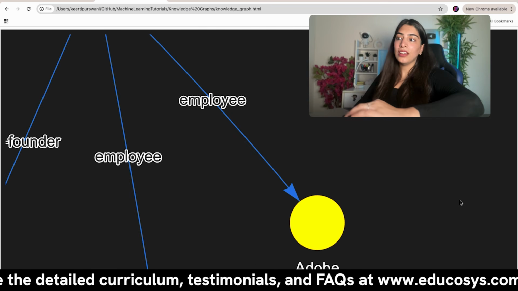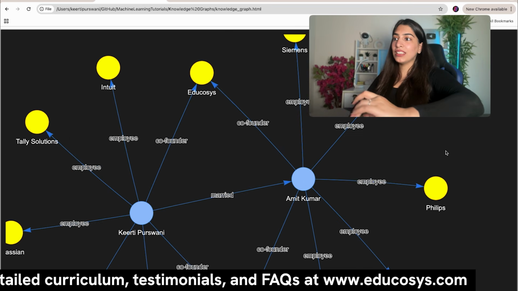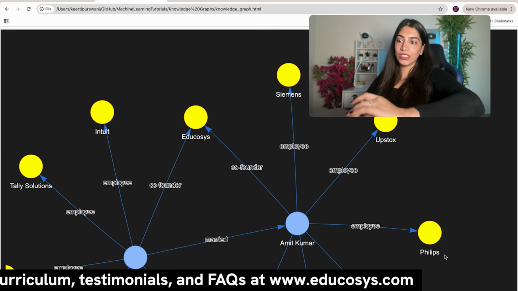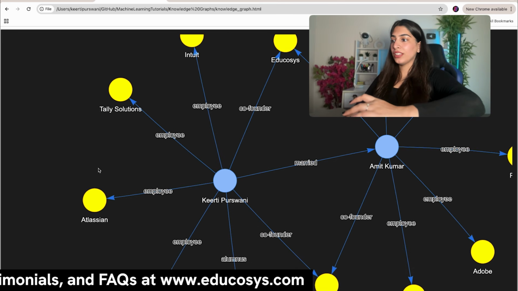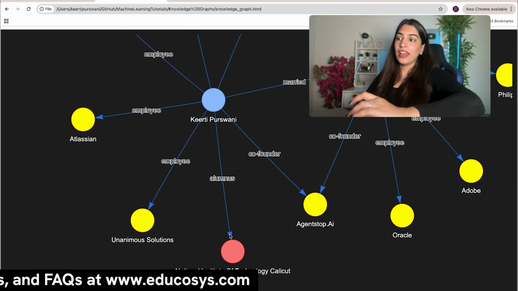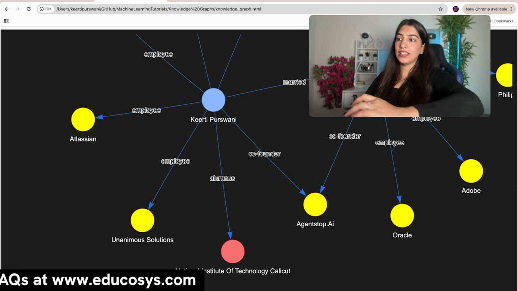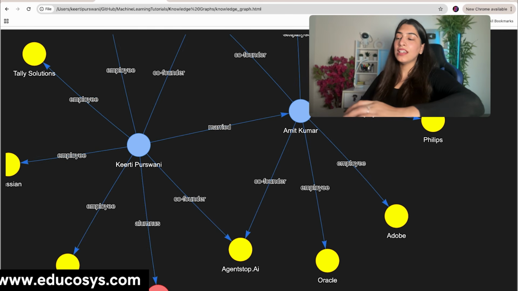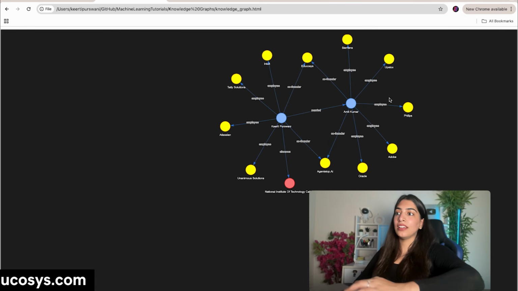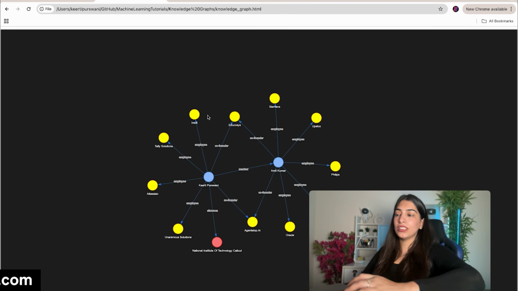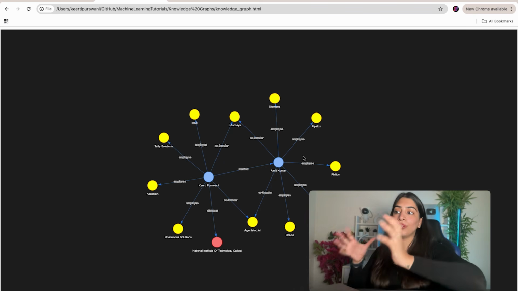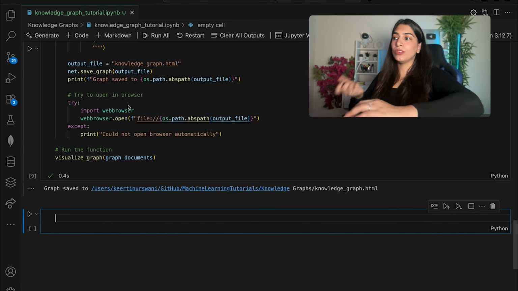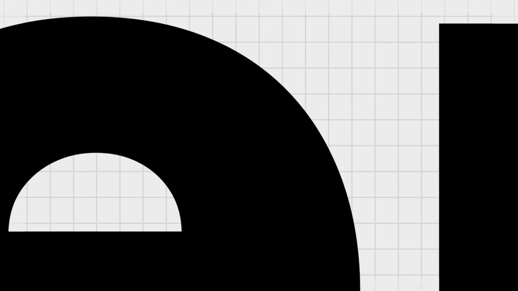So Amit Kumar, who is my husband, has worked at Siemens, Upstocks, Philips, Adobe, Oracle, and I have worked at Intuit, Tally Solutions, Atlassian, and I am an alumni of an ITC startup, right? So you can see all of this. This is what I had given in the text, and what the LLM did was identify that these are the major nodes of the entities, and these will be the relationships, and we were able to draw the entire graph using the nodes and the relationships that were extracted.